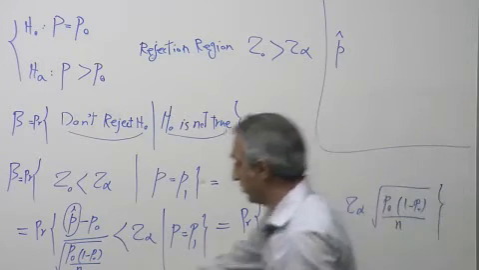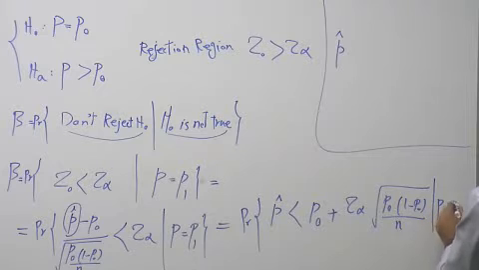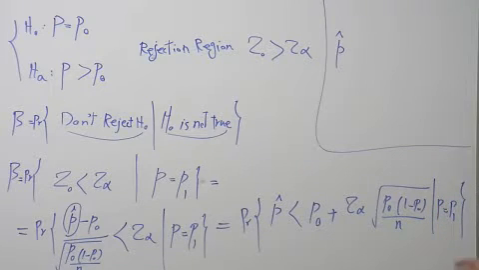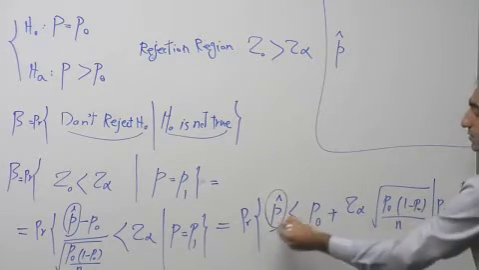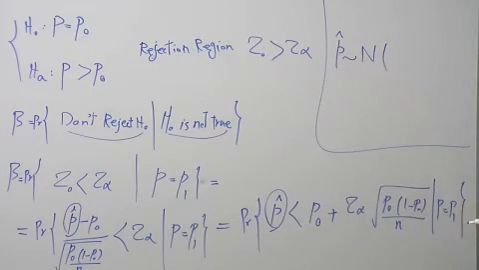Okay? Oops, sorry, I dropped the condition part. I need to add that condition part as well. P is equal to P1. Okay? So what is the distribution of this P hat? Asymptotically it is normal. What is the mean? P0.